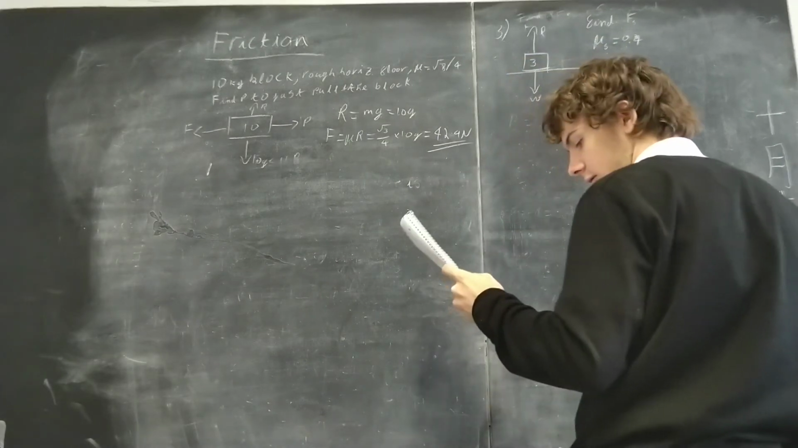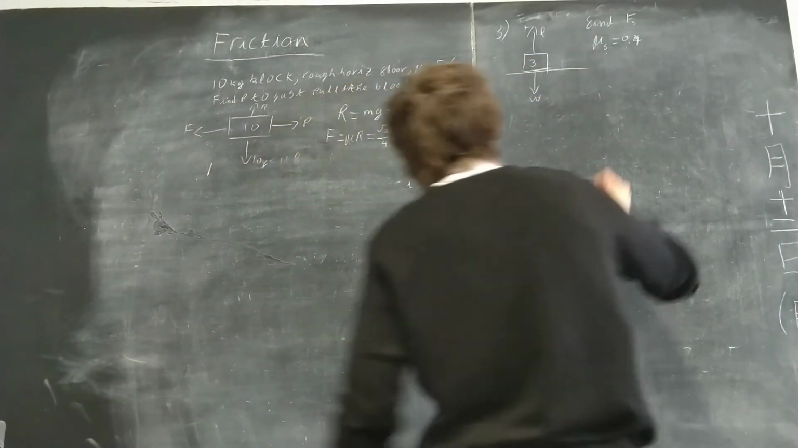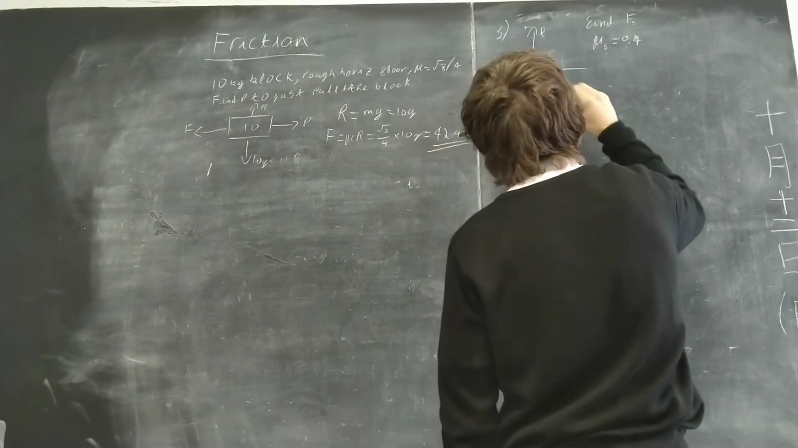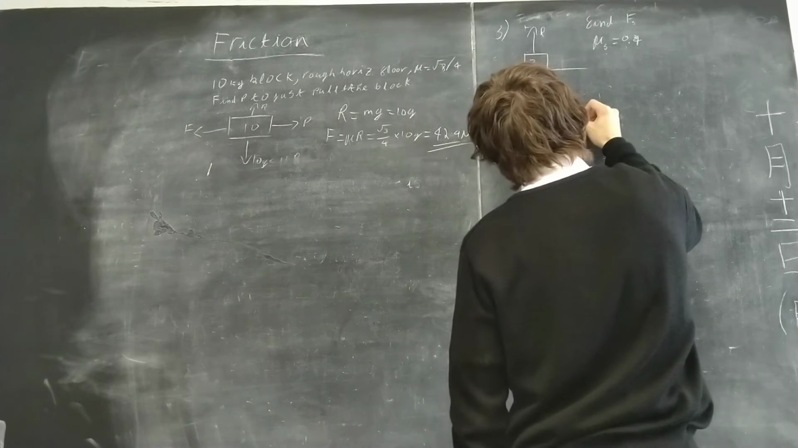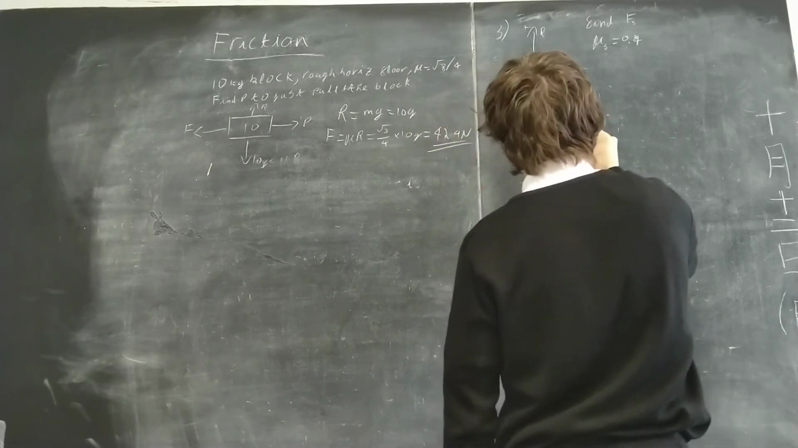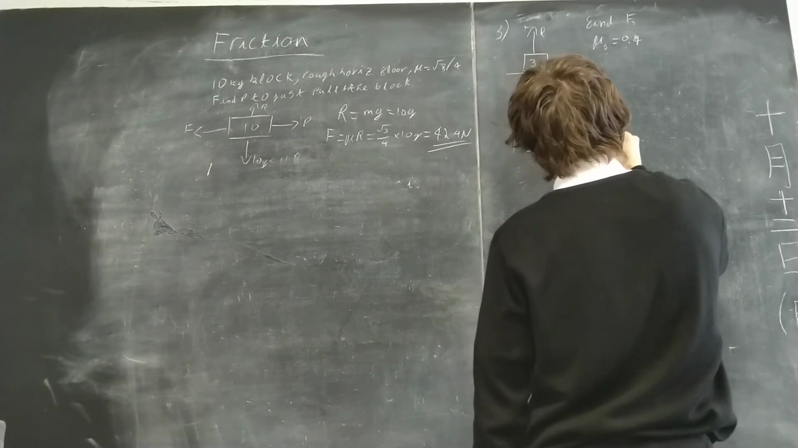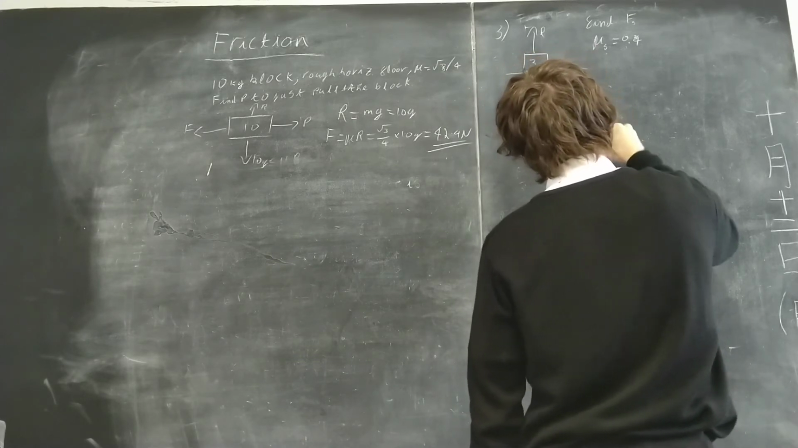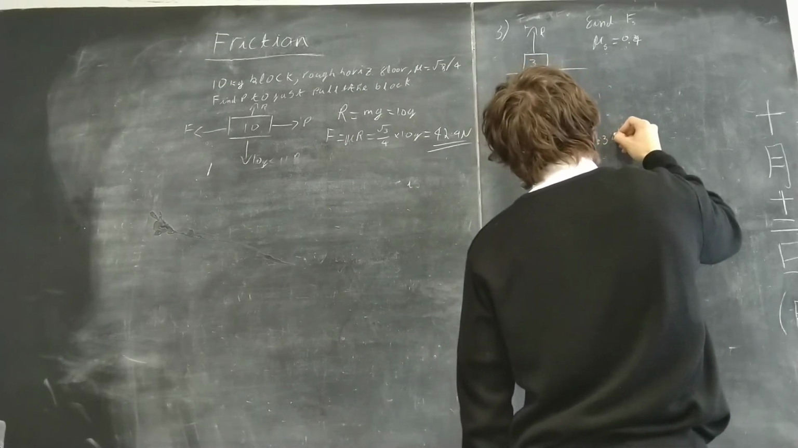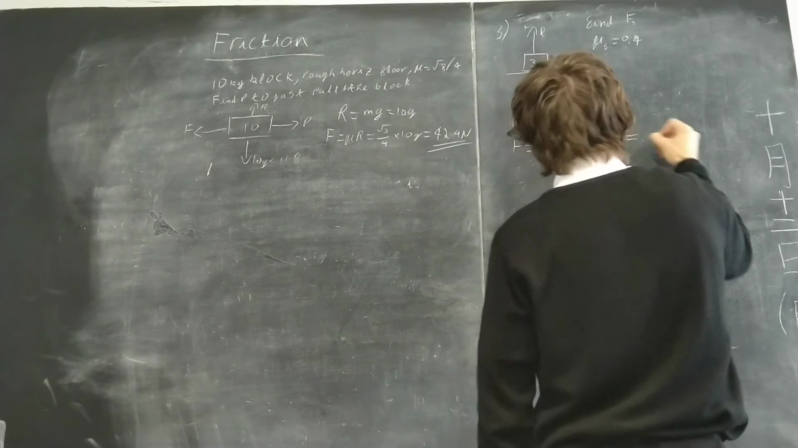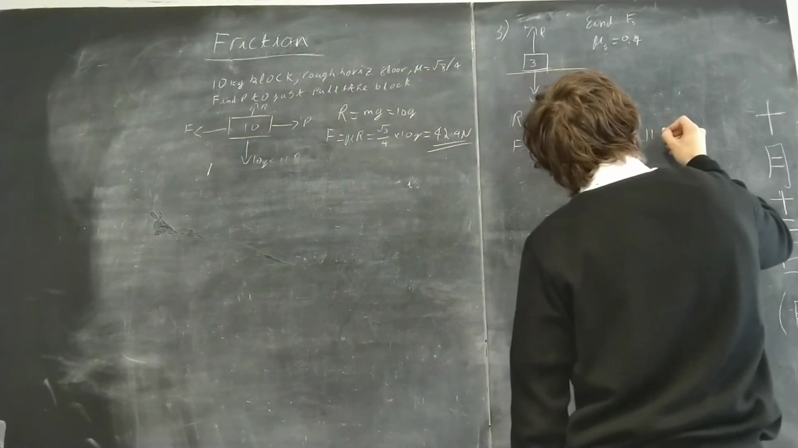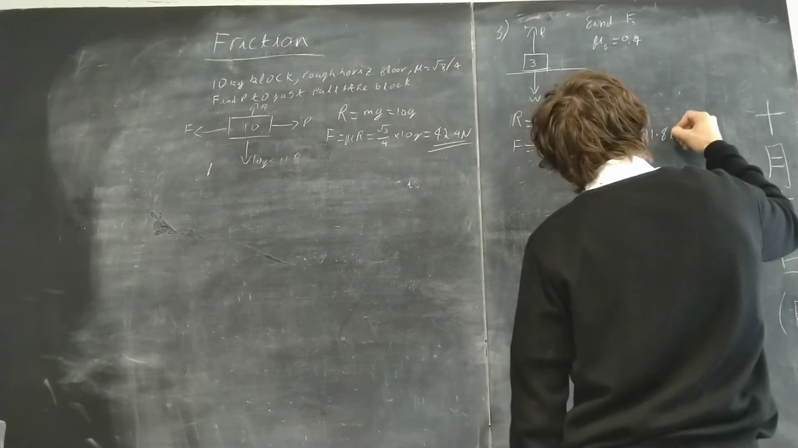Okay, so that's all we need. R equals W, which is equal to 3G. F equals mu R, which is 0.4 times 3G, which is equal to 11.8 newtons.